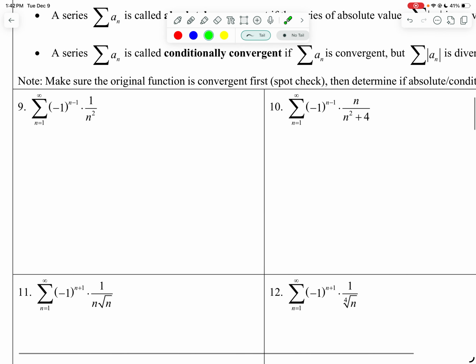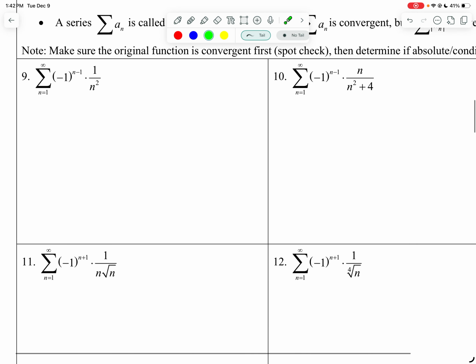Now, most of these applications are going to be related to, of course, AST, obviously. So the first thing that we're going to do with 9, 10, 11, and 12 is make sure that AST holds, aka AST works. Because if AST doesn't work, then we can't really do absolute and conditional convergence.